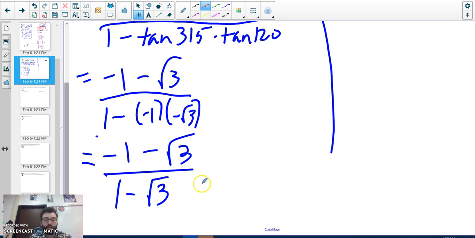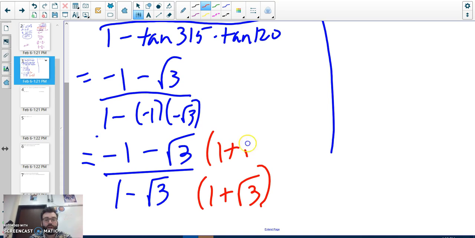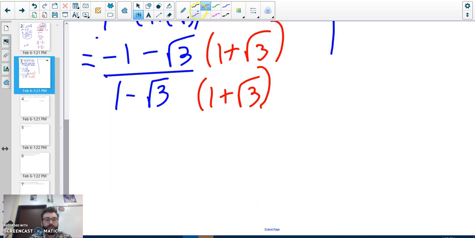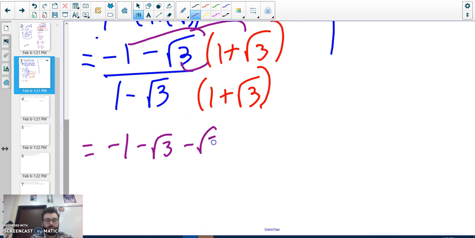Remember, I cannot have a radical in my denominator, so I need to multiply by the conjugate so that the radical disappears. Now, it doesn't mean the entire denominator disappears. The denominator is still there. If I multiply the top, I get negative 1 minus root 3 minus root 3 minus root 9. I'll just write it as root 9 for now.